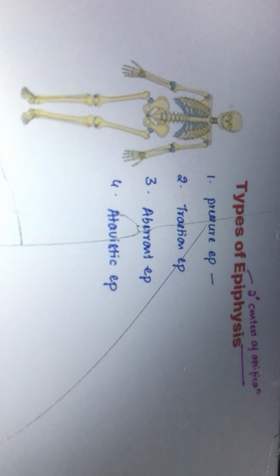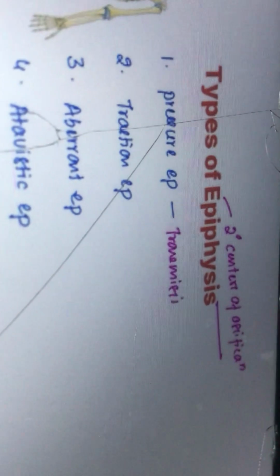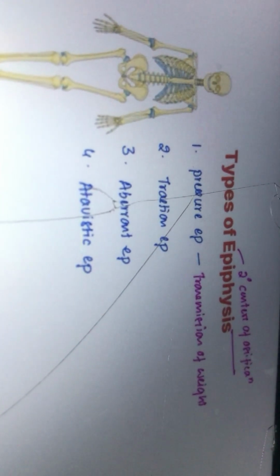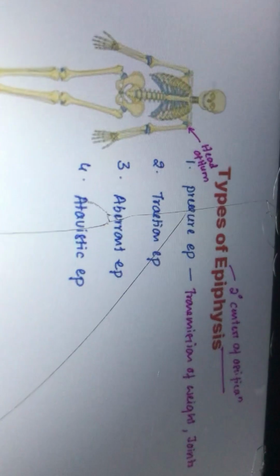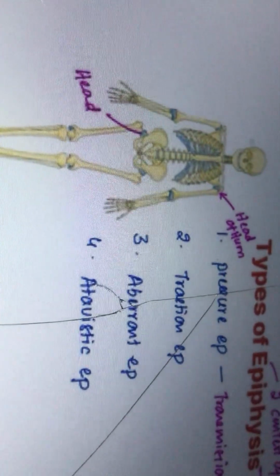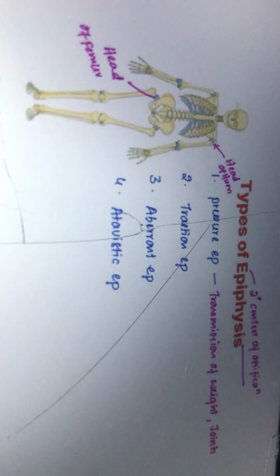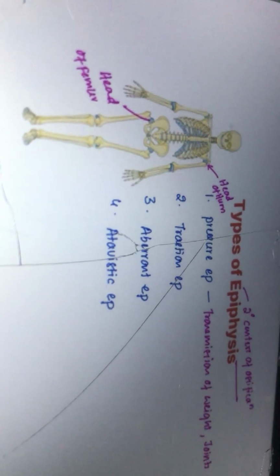The pressure epiphysis, remember, they help in transmission of the weight. And they are usually articulating surfaces. Right? So pressure epiphysis usually form joints. The best examples for the pressure epiphyses are the head of humerus, or we have the head of femur, right? So wherever we have bones or ends that form joints and take part in the weight transmission, those are the best examples for pressure epiphysis.